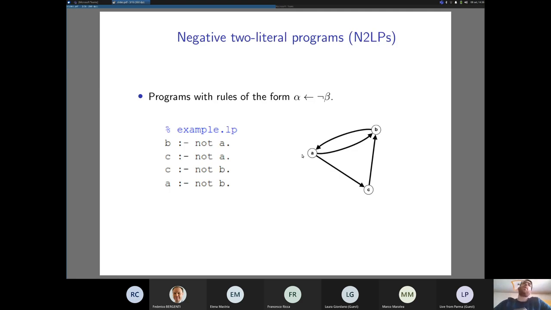So negative two literal programs are logic programs whose rules are of this form. So alpha if not beta, and only of this form. And the reason we chose this fragment of answer set programming as a toy model for our experiment was that negative two literal programs have a natural correspondence with directed graphs, as we can see in this example. Basically, given a ground negative two literal program, we can produce a graph whose vertices are the ground atoms of the program, and there exists an edge between two nodes if there exists a rule where the source of the edge is the body of a rule and the target of the edge is the head of the very same rule.